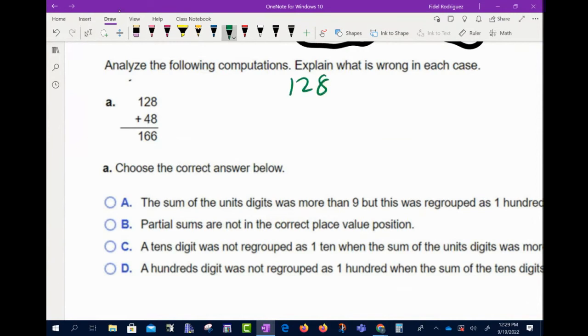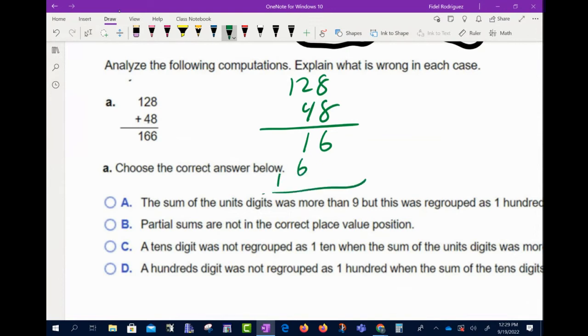If we were to take 128 and add 48, and we're going to do this as if we are in 2nd grade, right? What's 8 and 8 going to give me? Remember we did partial sums last week? 8 and 8 is going to give me how much? 16, right? And then we would say 2 and 4 is going to give me 6.